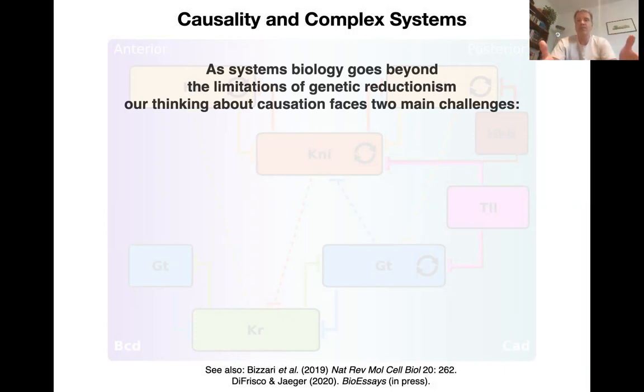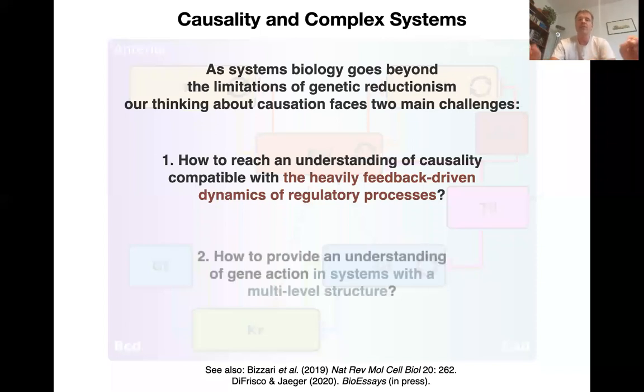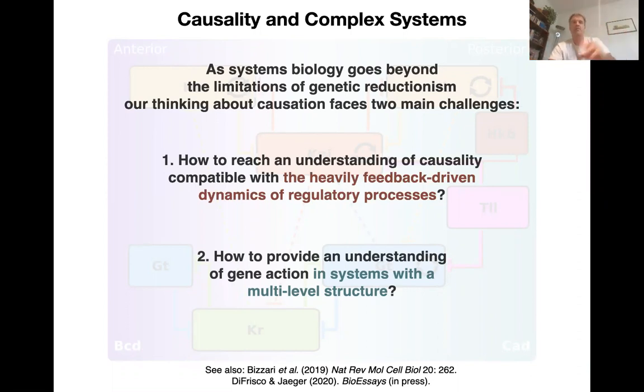Okay, so let's start with a few initial observations. As systems biology goes beyond the limitations of genetic reductionism, we'll find two basic challenges. So this lecture will have two parts. The first will be dedicated to how we reach an understanding of causality compatible with the heavily feedback-driven dynamics of regulatory processes. When the flow of causation becomes circular, it becomes a bit of a headache to deconstruct what is causing what, and we need to pay attention to this. The other factor, which is different, is how we provide an understanding of gene action in systems with a multi-level structure. So we take these apart. So let's look at feedback regulation first.